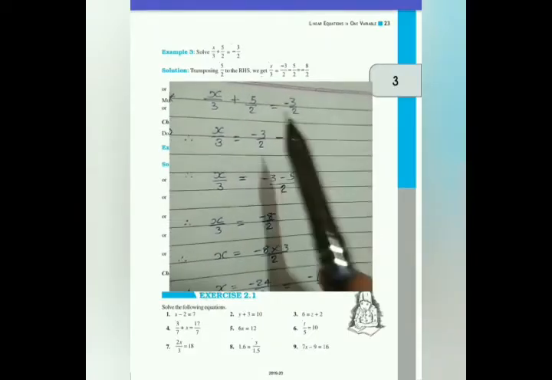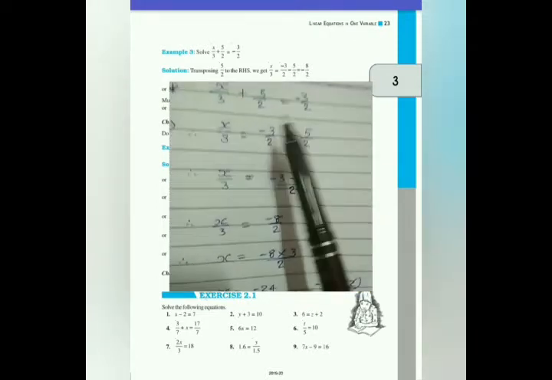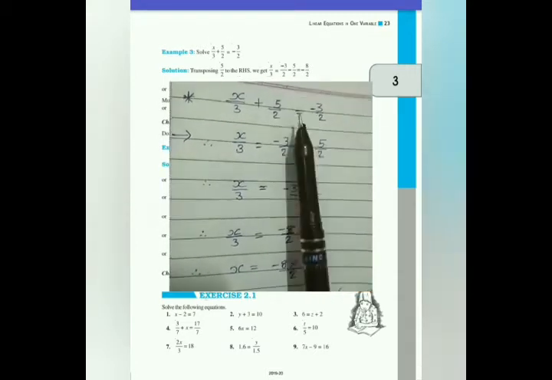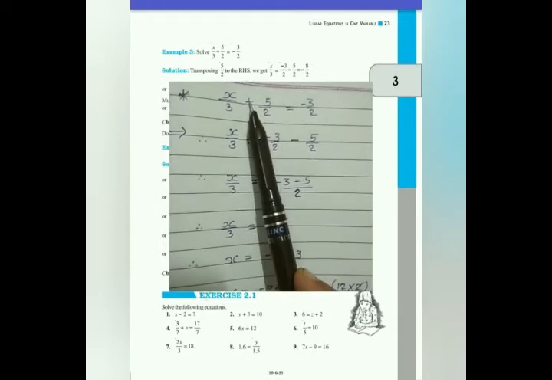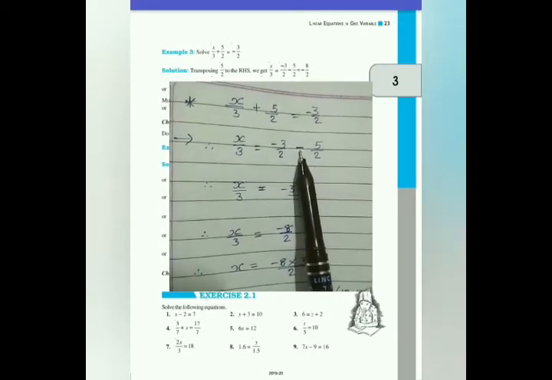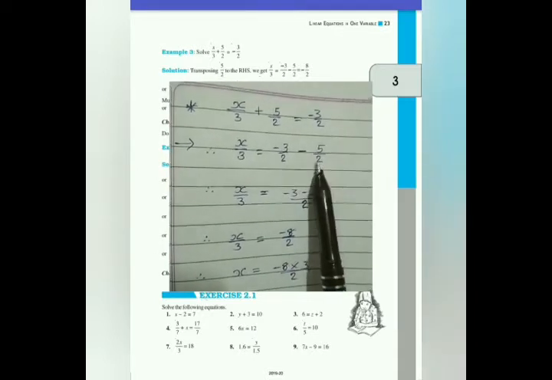Solve x by 3 plus 5 by 2 is equal to minus 3 by 2. Here is the solution. First of all, we take 5 by 2 to our right hand side. On our left hand side, 5 by 2 has a positive sign, so whenever we take 5 by 2 to the right hand side, it becomes a minus. So x by 3 is equal to minus 3 by 2 minus 5 by 2.